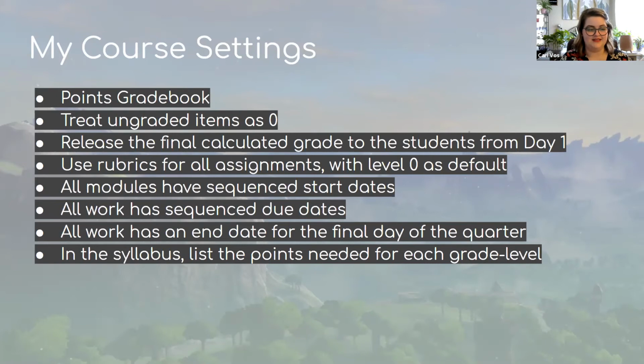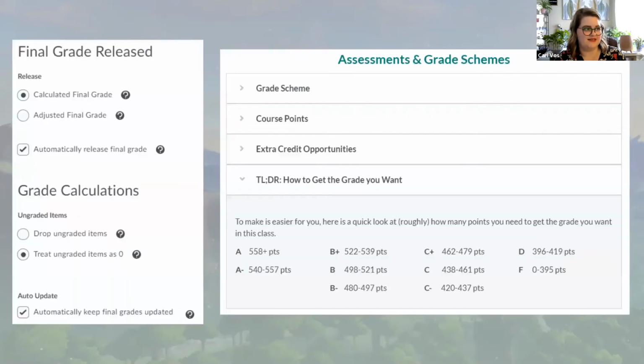And then I had a list of the points you need for every level. So here's a couple screenshots. Those are what my grade settings look like. And then in my syllabus, I literally list out the points for each section. So students know exactly how many points they need for which level they want.